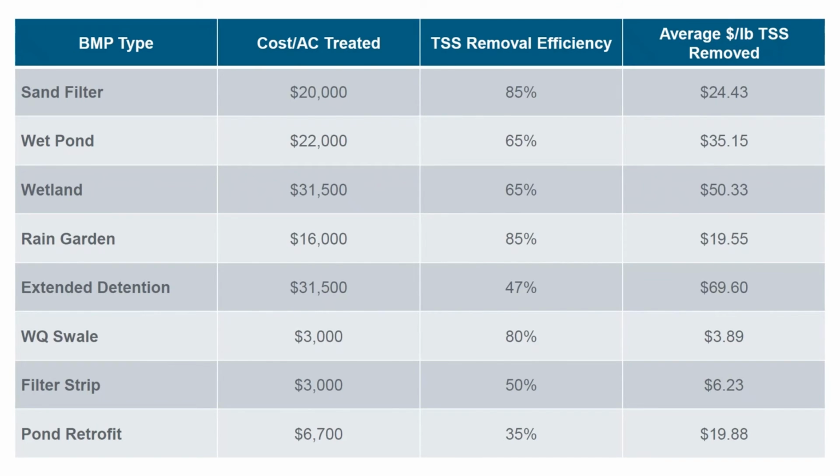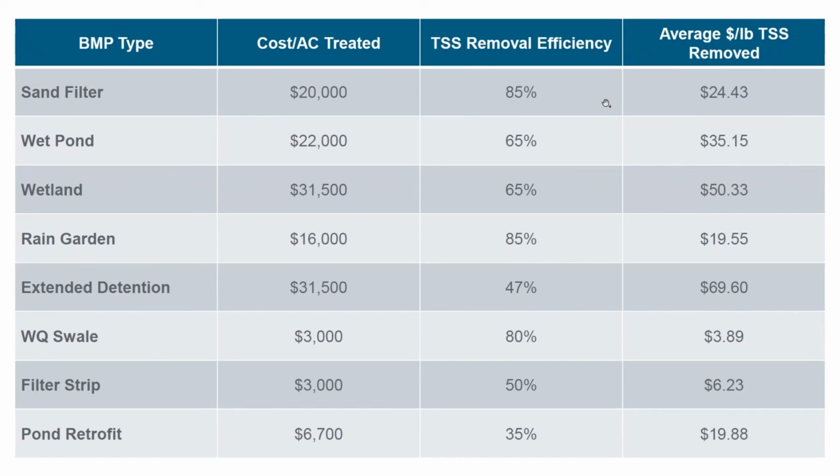So again, what is this going to cost? We wanted to understand what typical BMPs, and most of these BMPs would only treat uplands, right? And that's what we think about. We want to remove sediment. Well, we need sand filters. We need wet ponds. We need wetlands. We need rain gardens. We need extended detention. We need pond retrofits. Well, what's the cost of that?